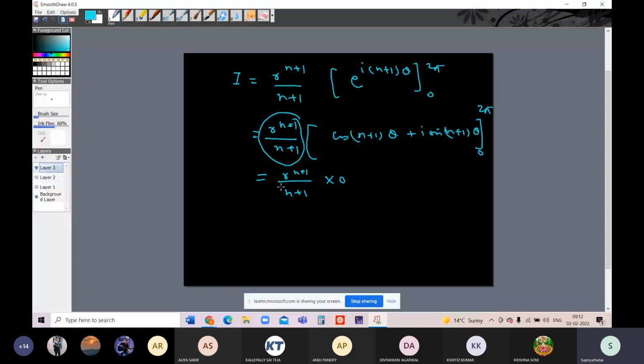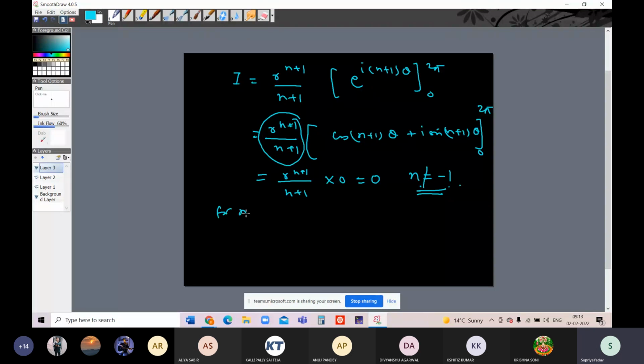So this will be a finite value only when n is not equal to minus 1, because when n is equal to minus 1, this will not be defined. So the integral value will not be convergent. So that's why it is true: its value will be 0 for n not equal to minus 1. Otherwise it will be a 0 by 0 form, an indeterminate form. So for n equal to minus 1, we have to evaluate the integral separately.